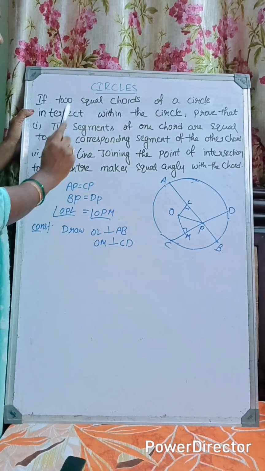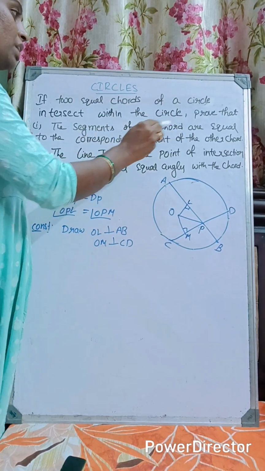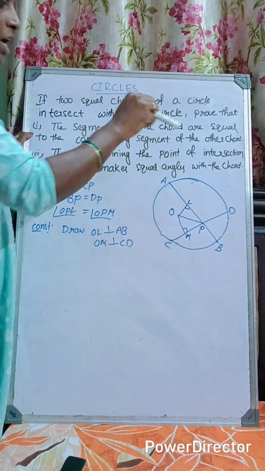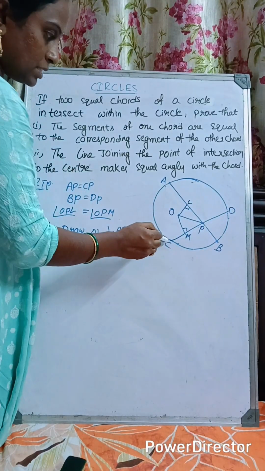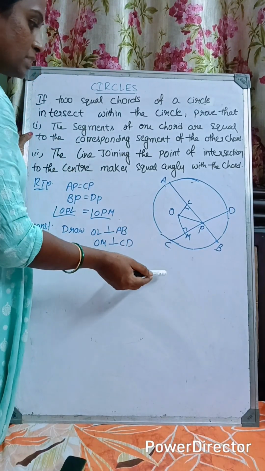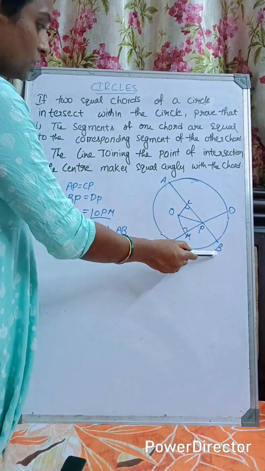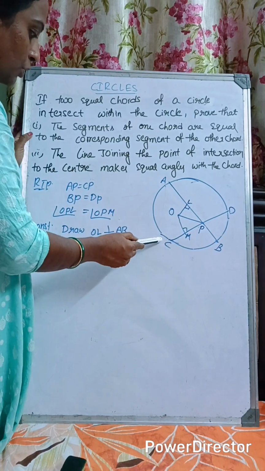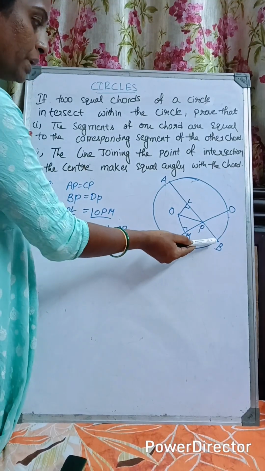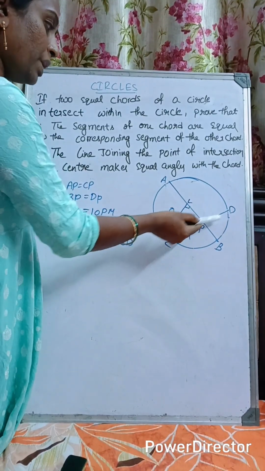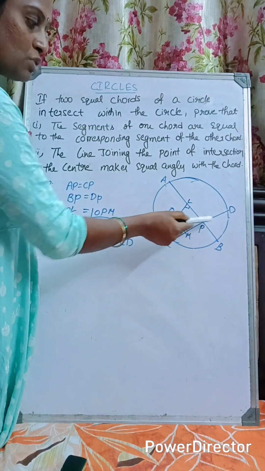If two chords of a circle intersect within the circle, then prove that the segments of the one chord are equal to the corresponding segments of the other chord. Segment of one chord. So AP is the segment for CD. Yes or no? Next, in the same way, CP is the segment for AB chord. So those two segments are equal, we have to prove. That means AP is equal to CP. In the same way, BP is equal to DP, we have to prove. Because DP also is the segment and BP also segment for the corresponding chords, right?